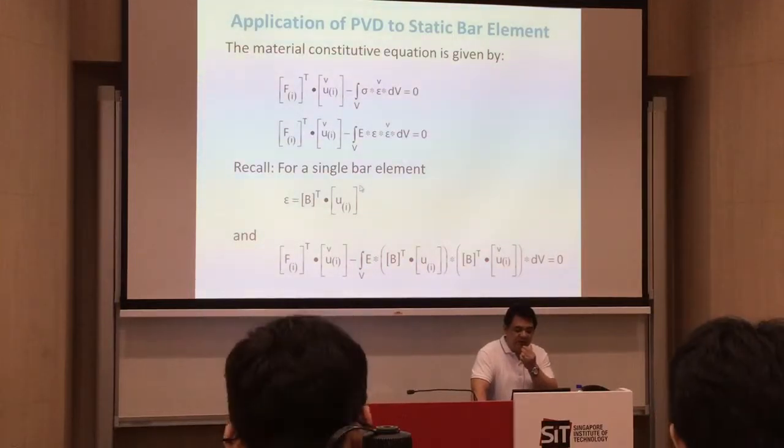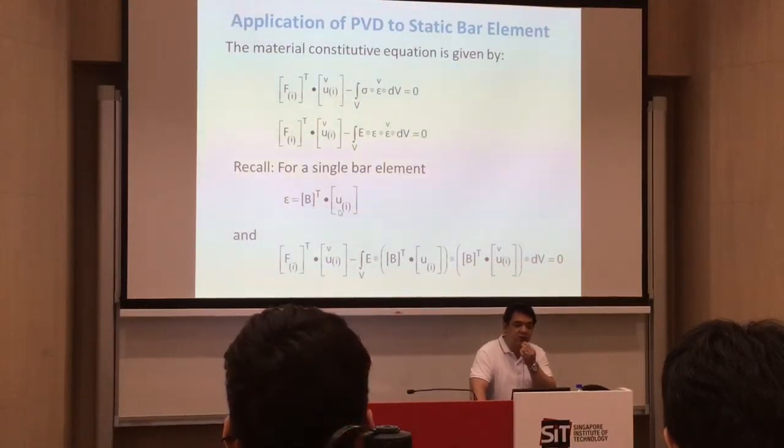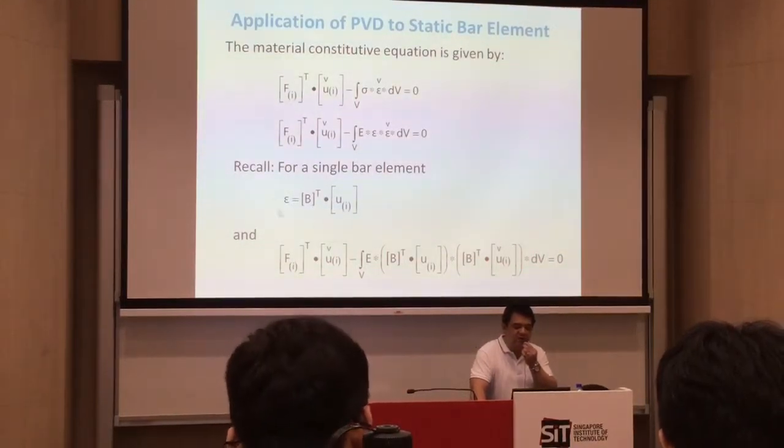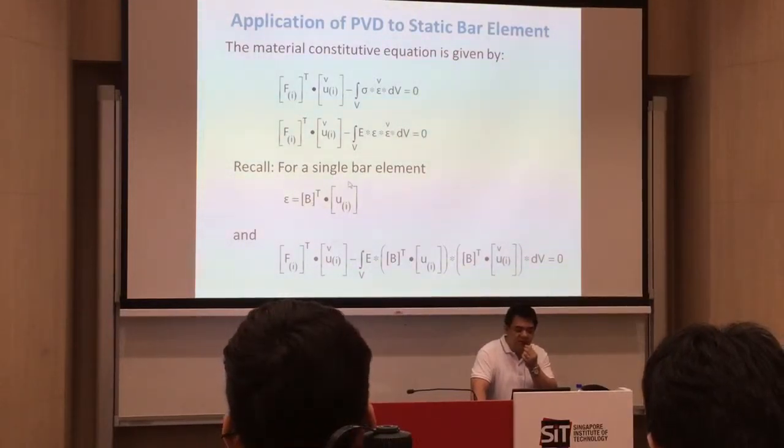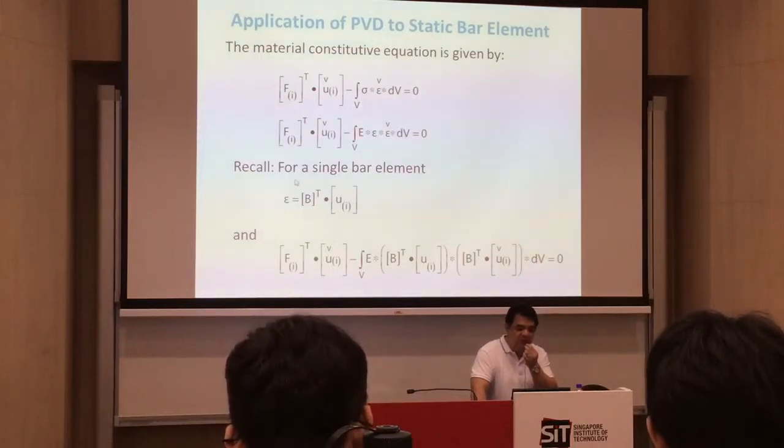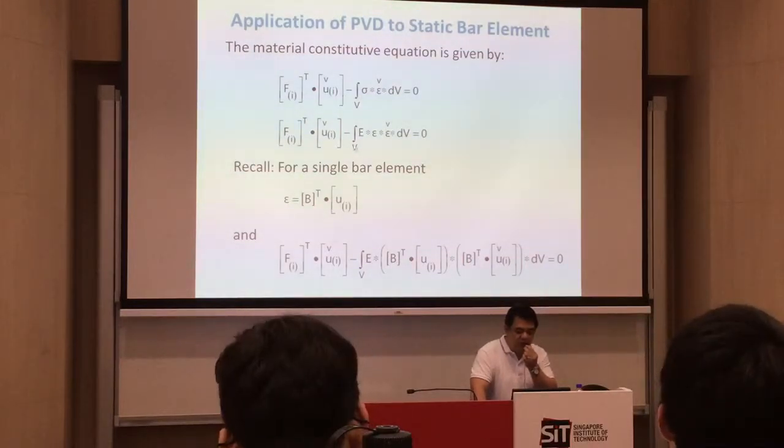So let's look at each element. So we know that this one, the strain, is equal to B transpose U. So we were able to get this one earlier already. So let's do this one step by step. So we have now your strain equal to this equation. So we're going to put it there.